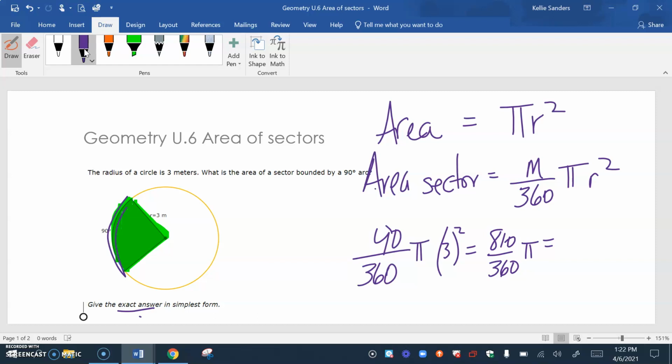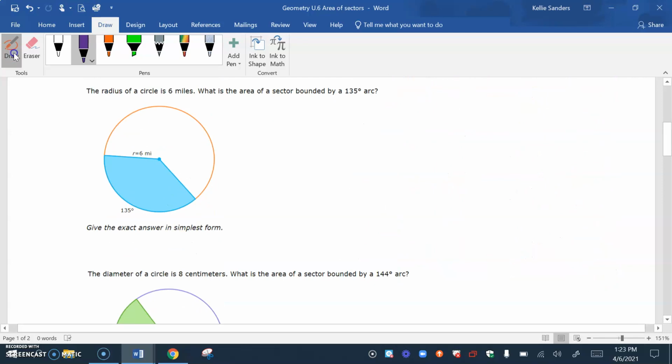Nine over four. So 9 over 4 pi is, and if we put 3.14 in there and multiply that by 9 and divide it by 4, we would get a number, and it would be square units or square meters because we're trying to find out how much to cover this with, and that would have been your answer.